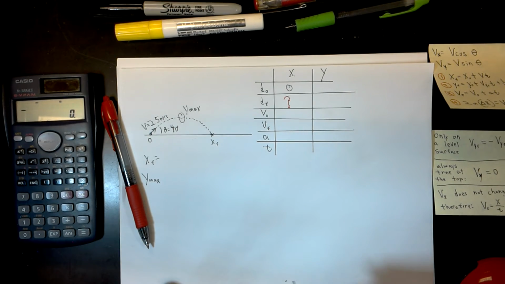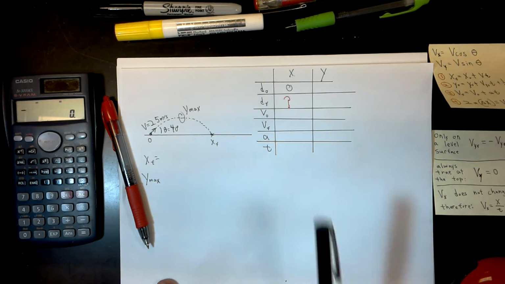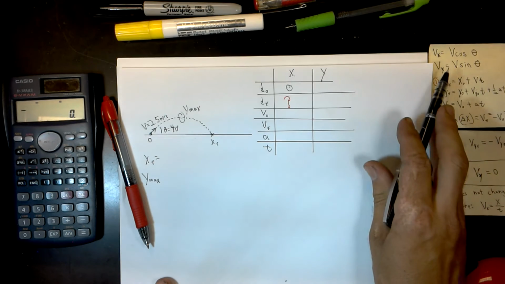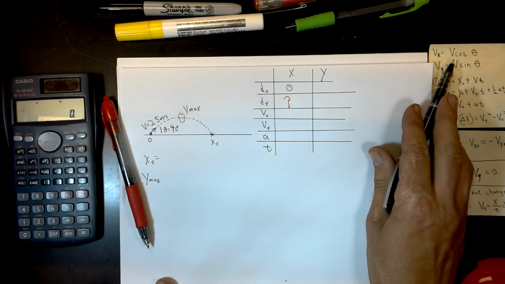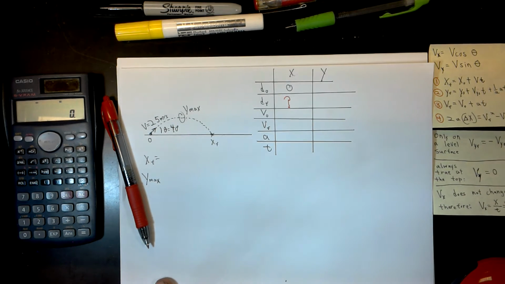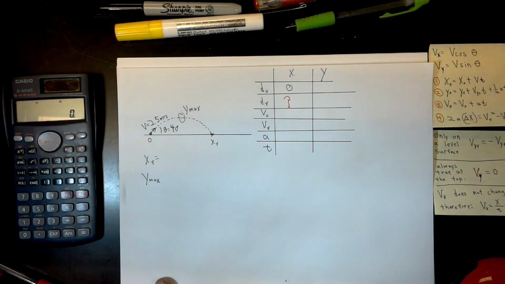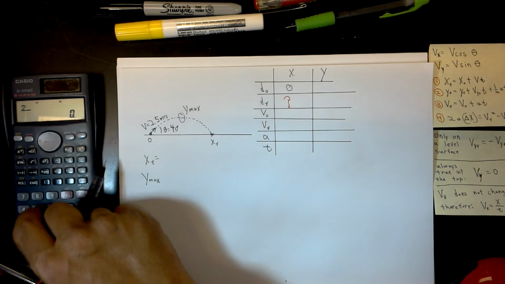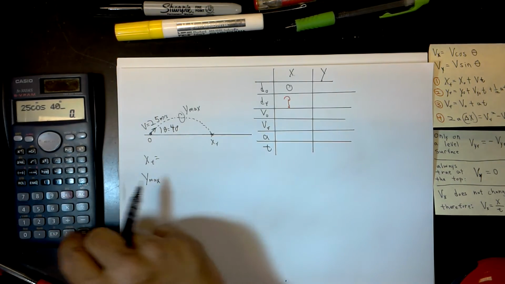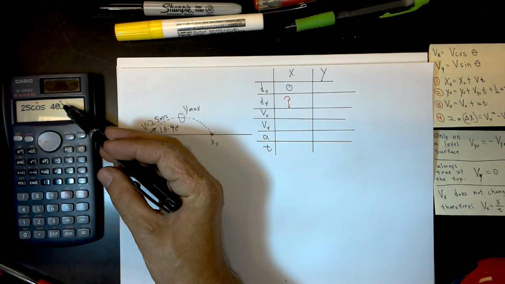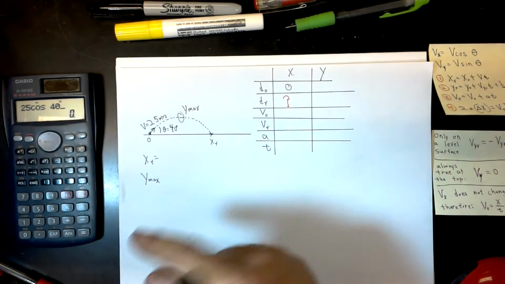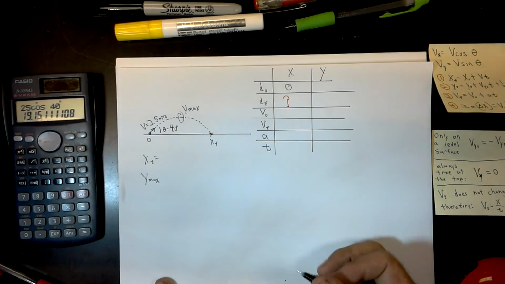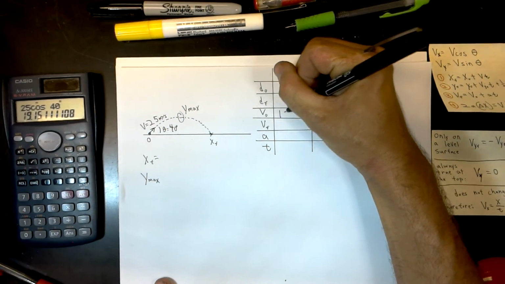Okay. So to get my initial velocity in the x direction, I've got to use v cosine theta. And to get my initial velocity in the y direction, I've got to do v sine theta. I'll just do the v cosine theta since I'm going through the x column, so 25 cosine 40. Make sure your calculator's in degrees. I see a little D up here on the top of my calculator. That means I am in degrees. 19.15.